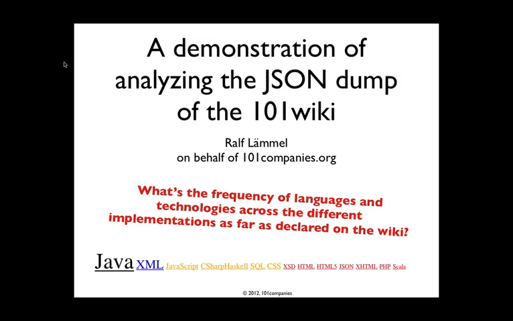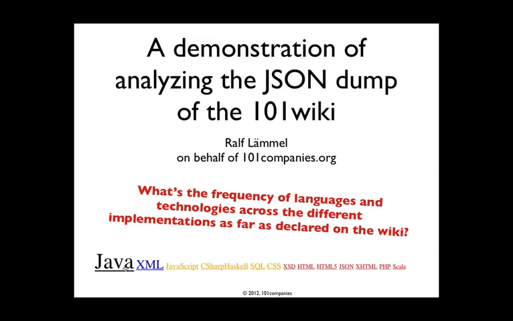This is Ralph Lämmel, and today I want to show you how you can analyze the 101 wiki on the grounds of data dumps provided readily to you. The experiment we are running here is we want to determine the frequency of languages and technologies across all the different 101 implementations. So we can basically look at the wiki and check what implementation pages declare certain languages and technologies to be used, and that we can use for this sort of tag cloud here, right?